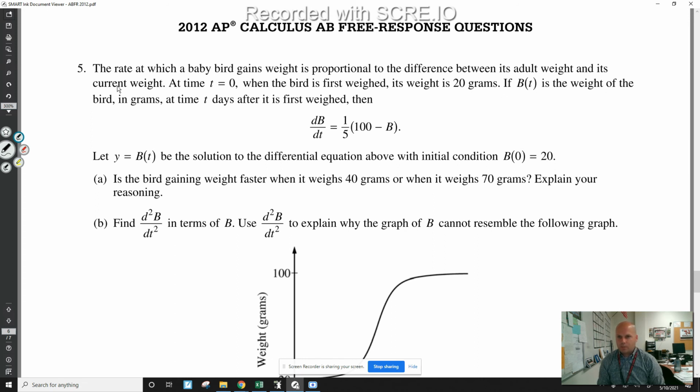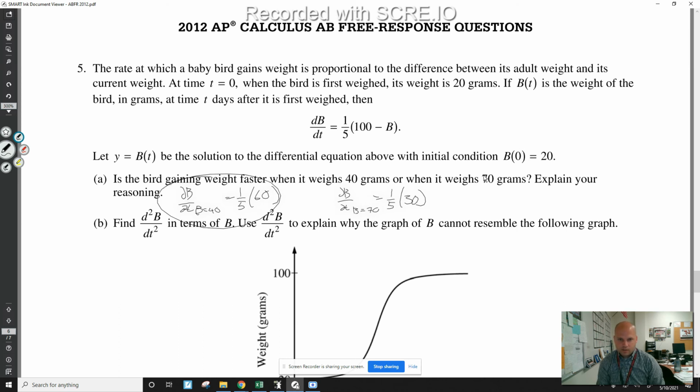B is the weight of the bird. dB/dt would be the rate of change of the weight. So dB/dt is the derivative of the weight, telling us how quickly the bird is gaining weight. We just need to compare dB/dt values. What's dB/dt at B equals 40? I got 1/5 times 60. And dB/dt when B is 70 is 1/5 times 30.